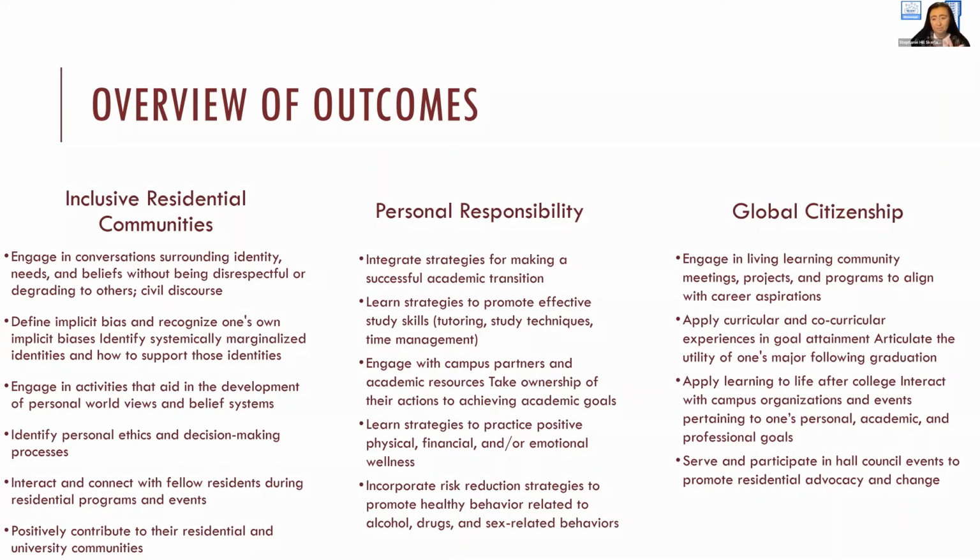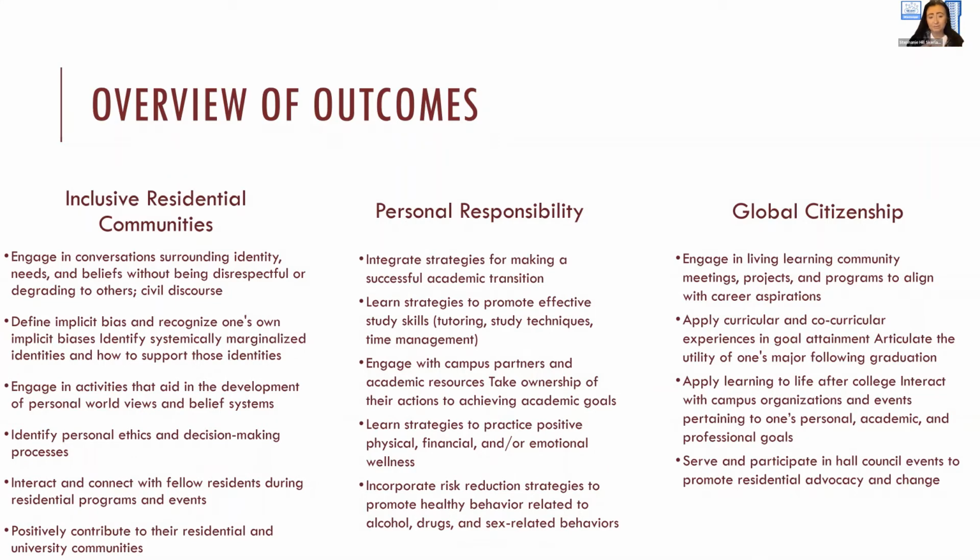The next one is personal responsibility. So this is the self, right? The first one is the community, this one is self. We want them to be able to integrate strategies for making an academic transition. A lot of our students come from poorly funded high schools. So being able to transition into the course load at Mississippi State, we recognize that we have a great opportunity to help them make that academic transition.